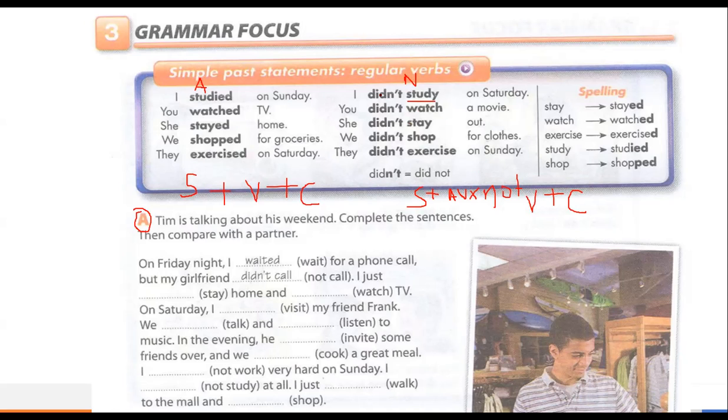Entonces, lo único que usted tiene que recordar es que en negativo, utiliza el auxiliar contractado con not, didn't, and then the verb never changes. Y no va a cambiar el verbo, okay? You have to be careful. En affirmative, ahí tenemos que pronunciar bien las terminaciones de los verbos si son regulares, como en este caso, ¿verdad? Todos son regulares. Studied, watched, stayed, shopped, and exercised.